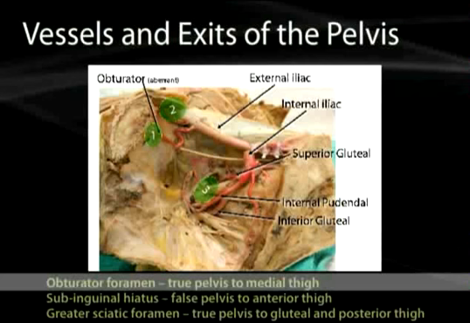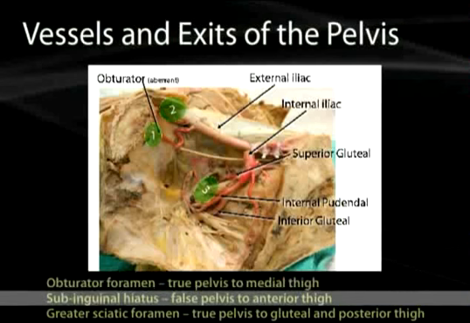There are 3 exits for the vessels, each of which takes them into a particular compartment of the thigh. Number 1 is the obturator foramen and canal, which would take vessels and nerves into the medial compartment. Then there's the subinguinal hiatus, number 2, which would take things from the false pelvis and put them into the anterior compartment, specifically the femoral triangle.